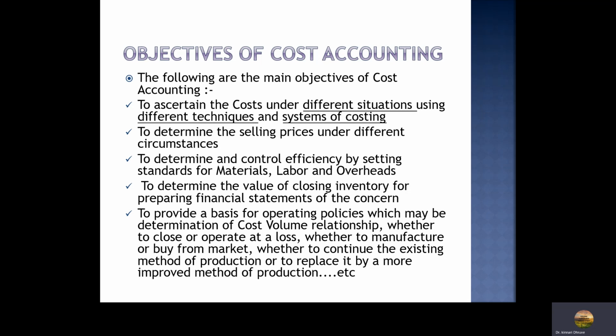Costing system refers to the method of ascertainment or determination of cost, while costing techniques refers to the various tools and mechanisms through which an already determined cost can be controlled. So the first objective of cost accounting is to ascertain the cost under different situations using different techniques and systems of costing. The second one is to determine the selling prices under different circumstances.